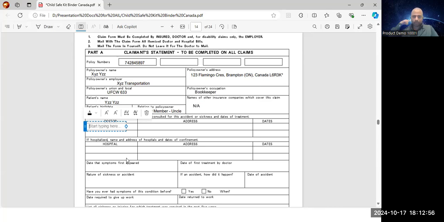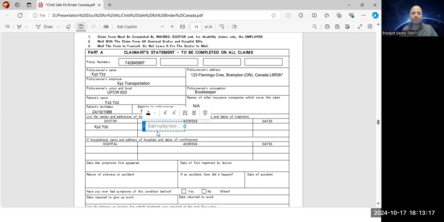So when it comes to doctor, let's say the name of your doctor is XYZ. That will be the first and last name of your doctor. You're required to fill this out as an applicant or as the person who's submitting the claim or the policyholder. Then the address for your doctor. Any doctors or physicians that you've seen in the past few months, weeks, or days for this particular illness.